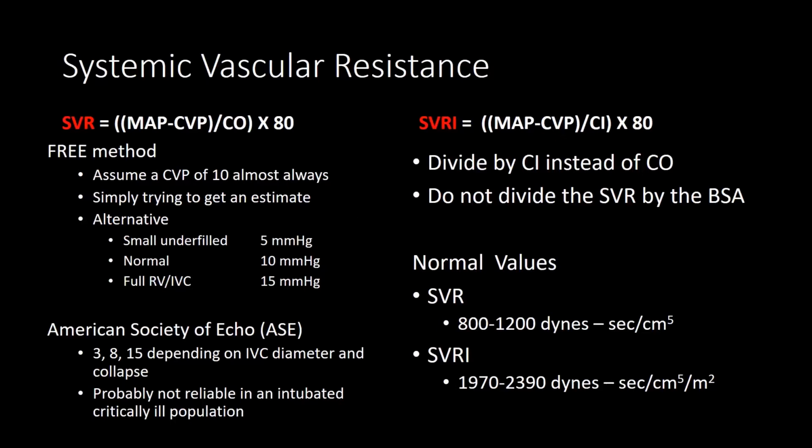The normal values for SVR are between 800 and 1200, so higher is vasoconstricted, lower is vasodilated, and for SVRI are 1970 to 2390. In general, with ultrasound, you can't get specific numbers reproducibly the way these break down. So I think you need to think of things as about. So an SVR of about 800 or below, or about 1200 or higher.